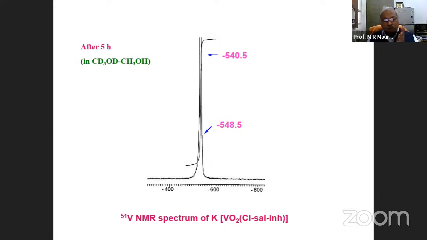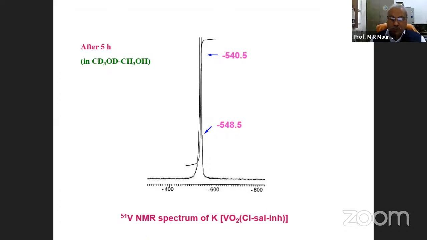When recording 51V NMR, with help from a German collaborator, of this potassium salt, we observed that in the beginning, with a fresh sample, we could get one very nice 51V NMR peak around minus 540.5 ppm. But keeping this solution for about 4 or 5 days, another peak started growing at this point. So that gave us some clue that something was going on in the solution.